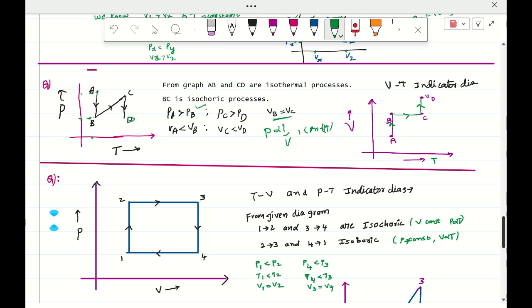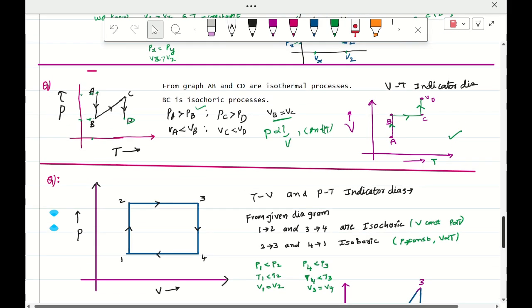So now I am converting this given graph into a VT graph. You can convert into a PV graph also, but you already know that. So now the VT graph. Coming to AB, it is isothermal, and at A, VA is less, VB is more. Temperature is constant, TA equals TB. So this is the graph. A to B temperature is constant.